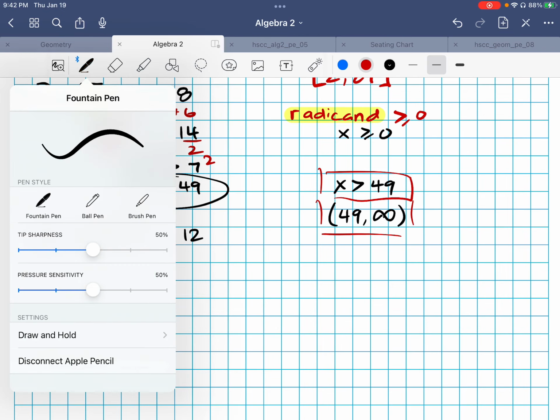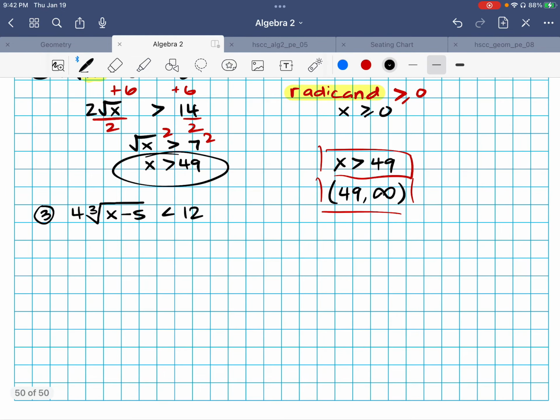Our next problem, we have 4 times the cube root of x minus 5 is less than 12. So we solve it like we've been solving all the equations. Step 1, solve it. Divide both sides of the equation by 4. This gives us the cube root of x minus 5 is less than 3. We have to cube both sides of the equation to get rid of the cube root, and we are left with x minus 5 is less than 27. Adding 5 to both sides of the equation, we find out that x is less than 32.